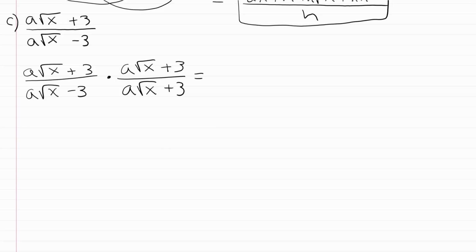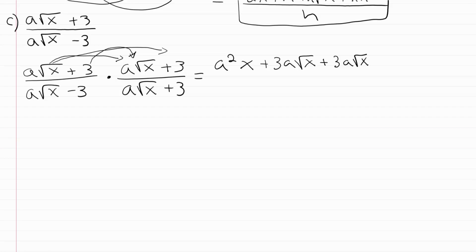Okay, so when multiplying these out, we're going to get a times the square root of x times a times the square root of x, which is going to give you a squared times just x, because the square root of x times the square root of x is going to allow us to drop the radical sign, then a times the square root of x times 3, which is going to give you positive 3a square roots of x. And then we'll have positive 3 times a square roots of x, which is going to give you positive 3a square roots of x again. And then finally, positive 3 times positive 3, which is going to give you a 9.